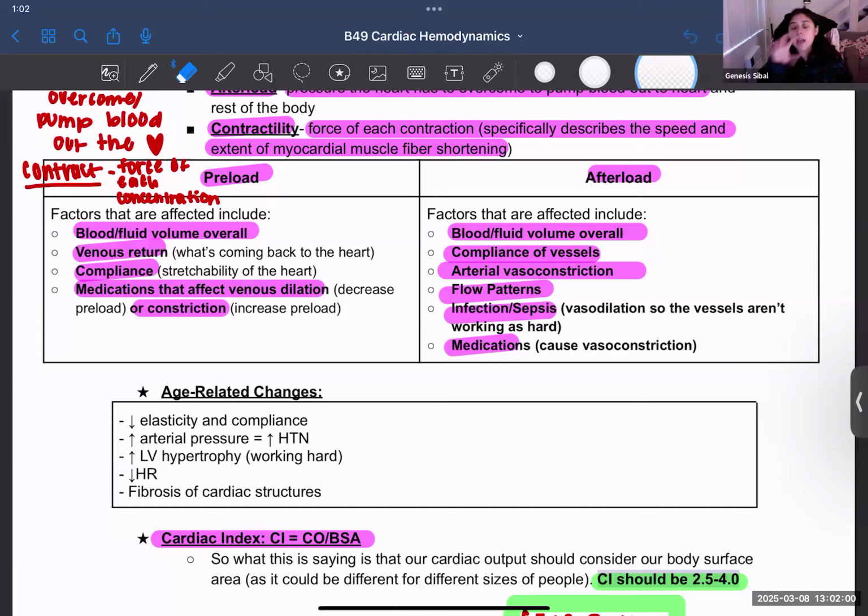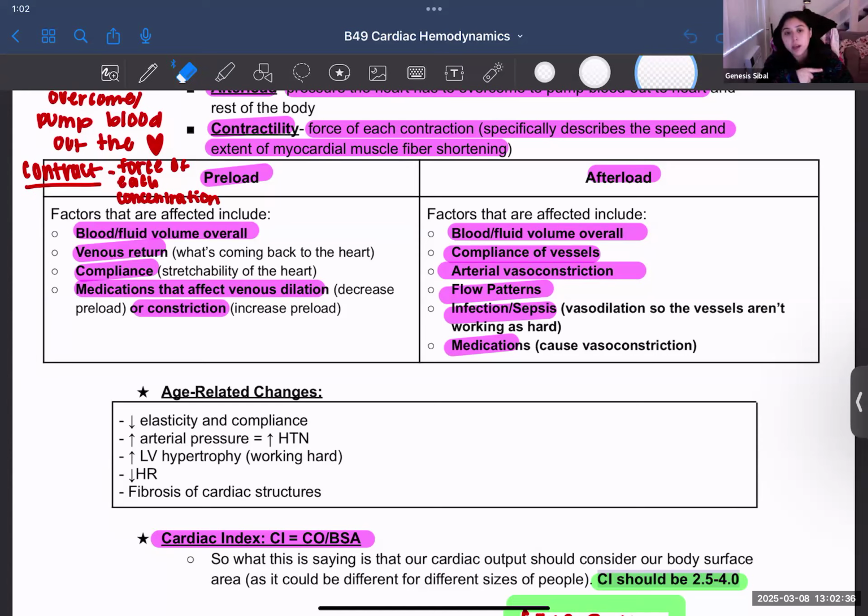Venous return. So again, going into these terms, venous return, what is coming back to the heart? Talking about anatomy, the blood comes out of the right ventricle to the pulmonary arteries, goes to the lungs, goes back through the pulmonary veins, and then goes back to the rest of the heart. And we're also talking about the superior vena cava and inferior vena cava, which go to the right atrium, right? Again, this is all anatomy talking about blood flow.